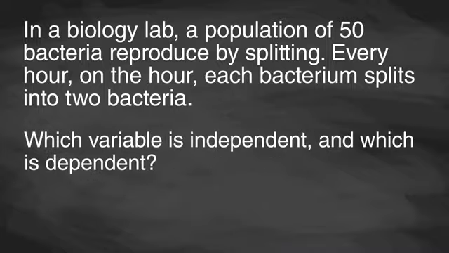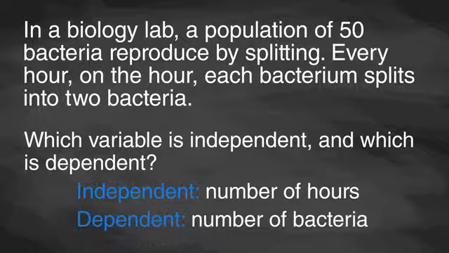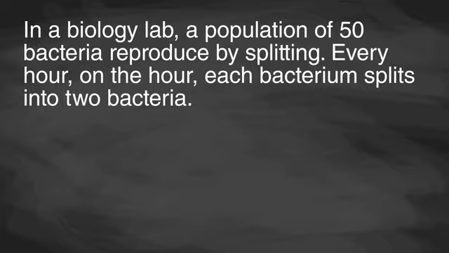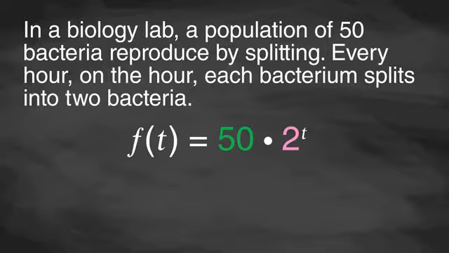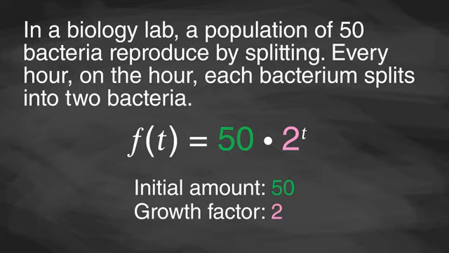Which variable is independent and which is dependent? The independent variable is the number of hours. The dependent variable is the number of bacteria. Now write an equation that represents the function using function notation. f of t equals 50 times 2 to the t. The initial amount is 50, and the growth factor is 2.